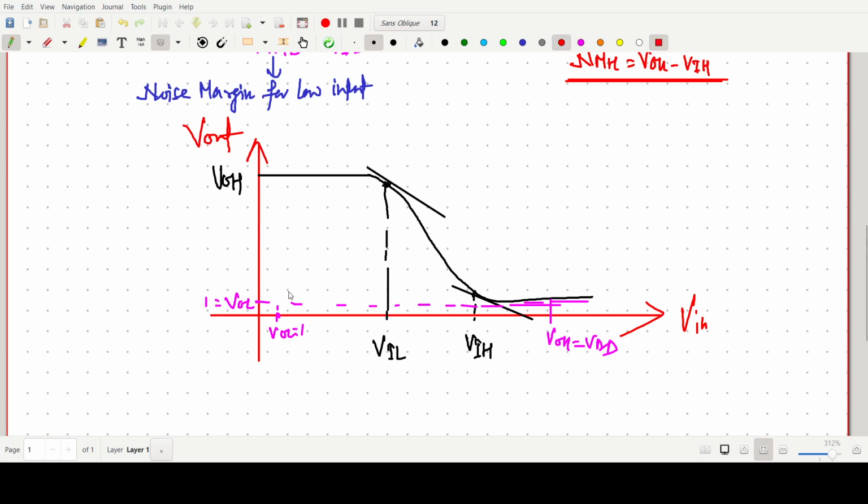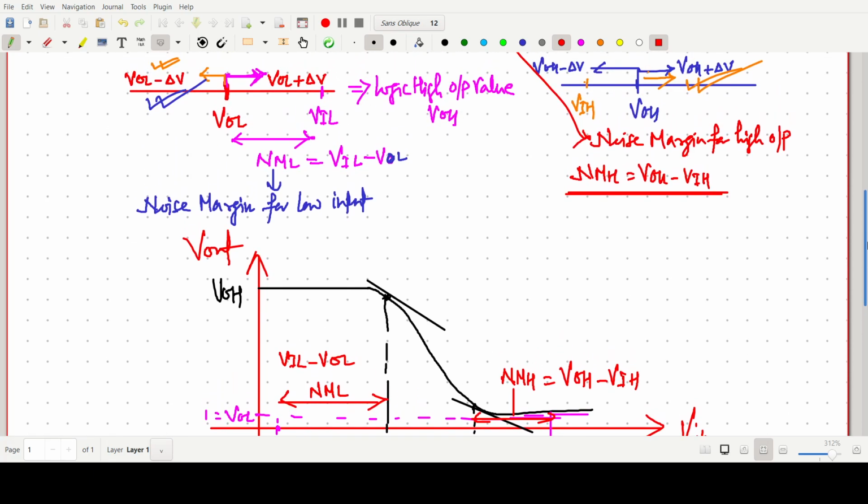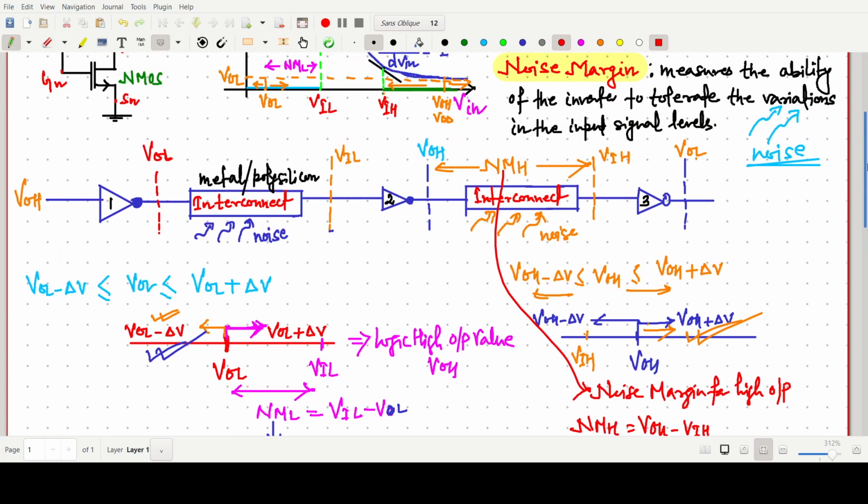This one is NML, the noise margin due to low input, and this difference is called NMH. So NMH is nothing but simply VOH minus VIH, and NML is nothing but simply VIL minus VOL. So this is all about the noise margin concept, and I have taken this concept from the Kang book.